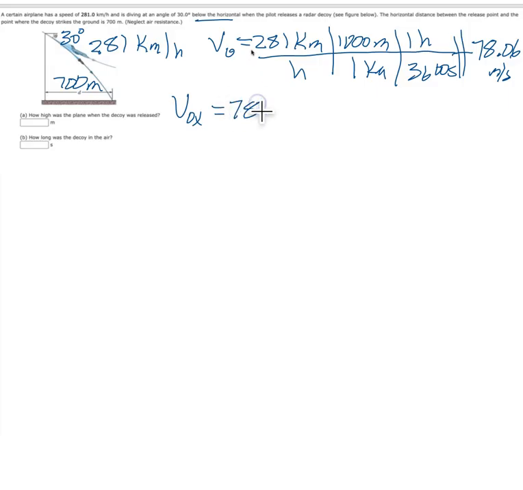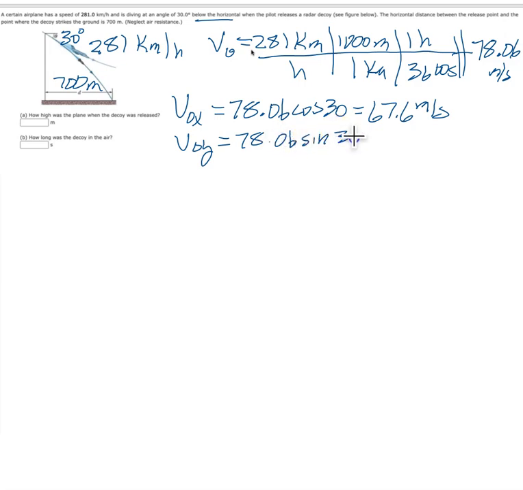To find the components, the original speed in the x should be equal to 78.06 times the cosine of 30 degrees, and that gives us 67.6 meters per second. And then the original speed in the y will be the same thing, but this time we're going to use the sine of 30 degrees, and that gives us negative 39.03 meters per second. Remember, it's downward, so we want to make the speed negative times the sine of 30, because that component is going in the down direction.